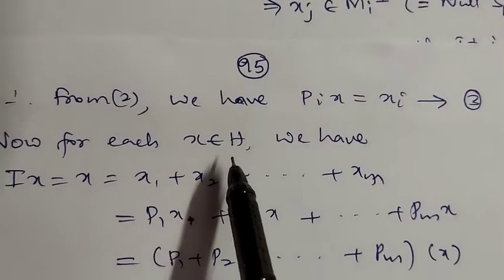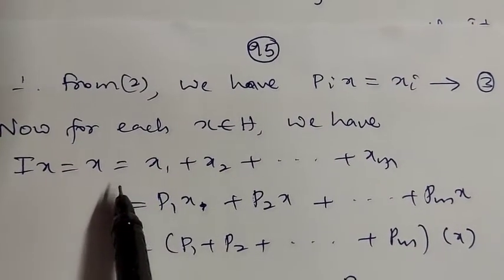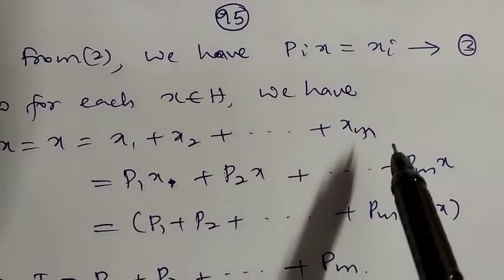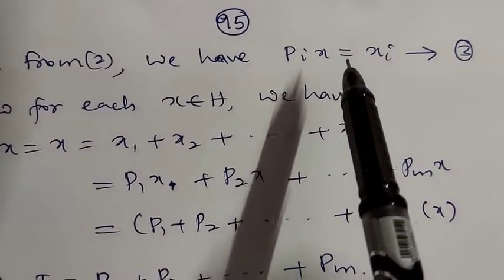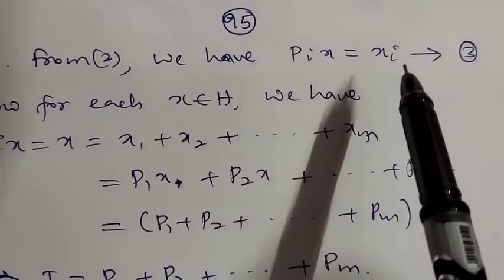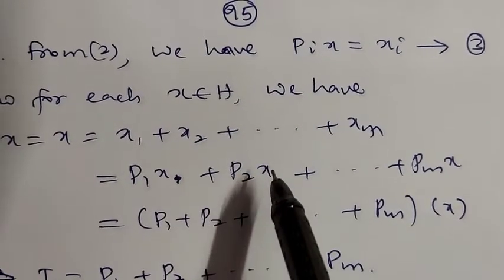Now for each x belongs to H, we have I of x, I of x is x itself, but x is what? x1 plus x2 etc. xm. Now x1 can be written as, according to this, P1 of x is x1, P2 of x is x2 etc. Pm of x is xm. So instead of these I can write it as P1 of x, P2 of x etc.